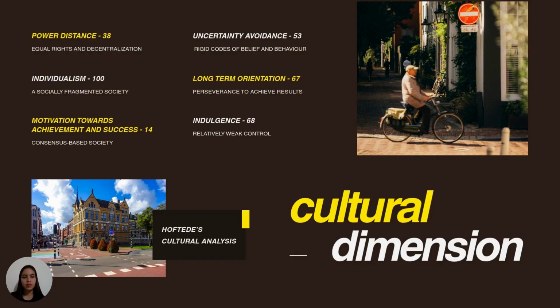Uncertainty avoidance: 53. With a score of 53, the country shows a slight preference for uncertainty avoidance. People are intolerant of unconventional ideas and behaviors, and prefer to follow rules even if they seem ineffective. Punctuality is the norm, and innovation may be rejected.